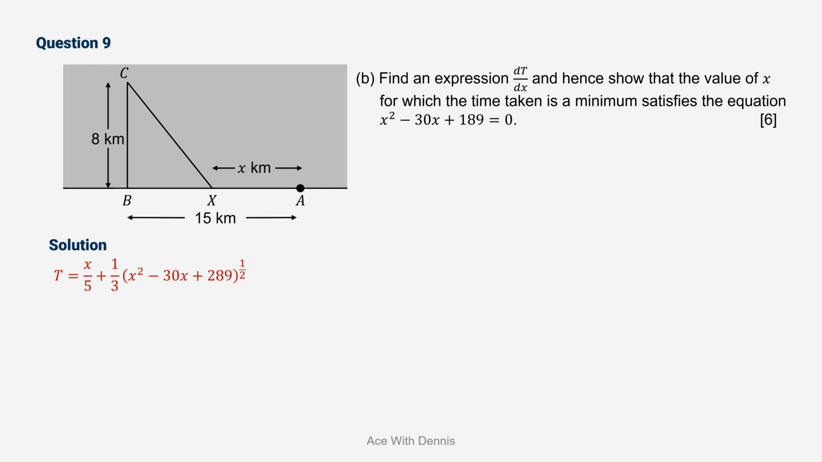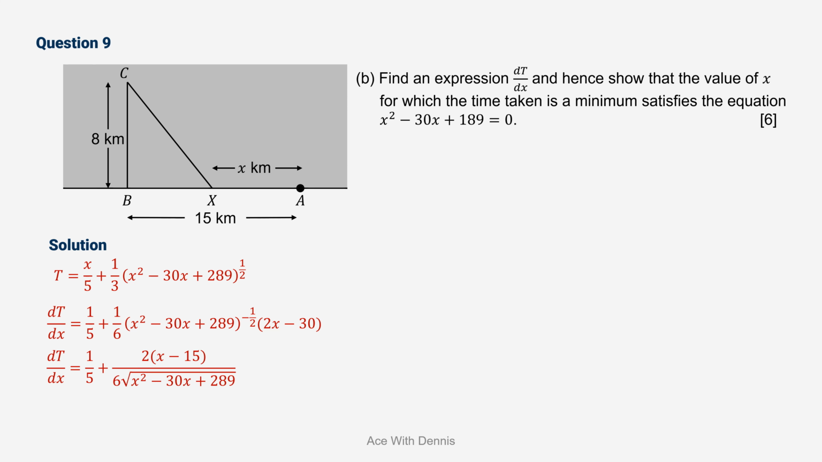From the previous question, we can write the equation of the time T in indices form so that we can differentiate easily. So T equals x over 5 plus 1/3 times (x squared minus 30x plus 289) to the power of half. Then we can start to differentiate dT over dx. It will equal 1 over 5 plus 1 over 6 times (x squared minus 30x plus 289) to the power of negative half, times (2x minus 30).